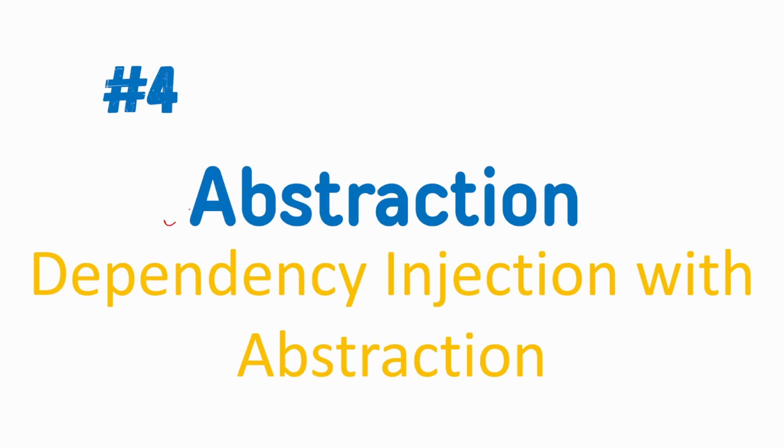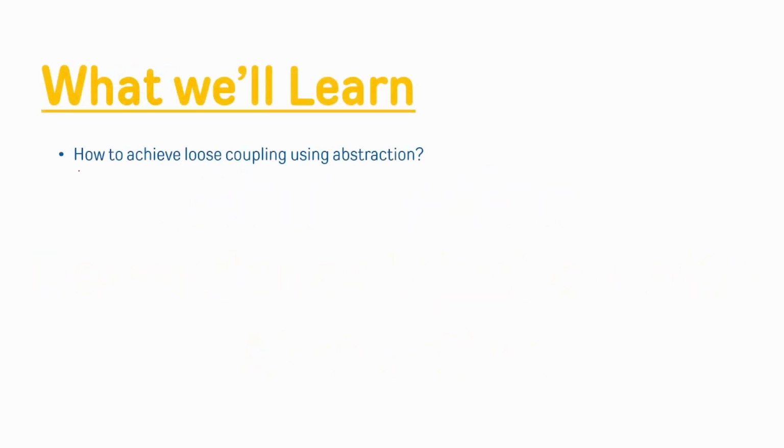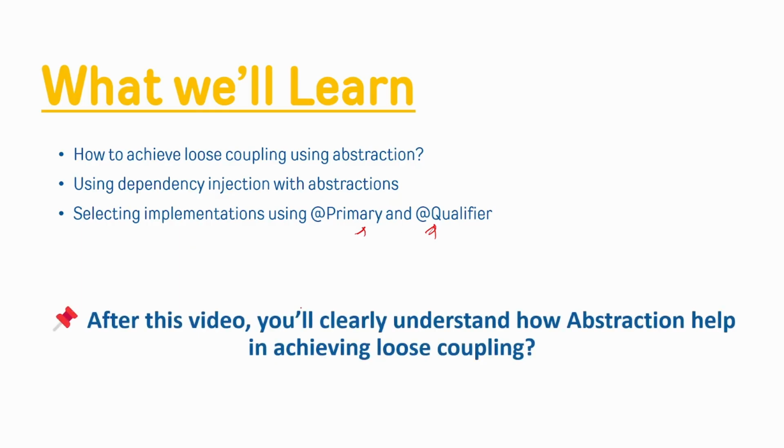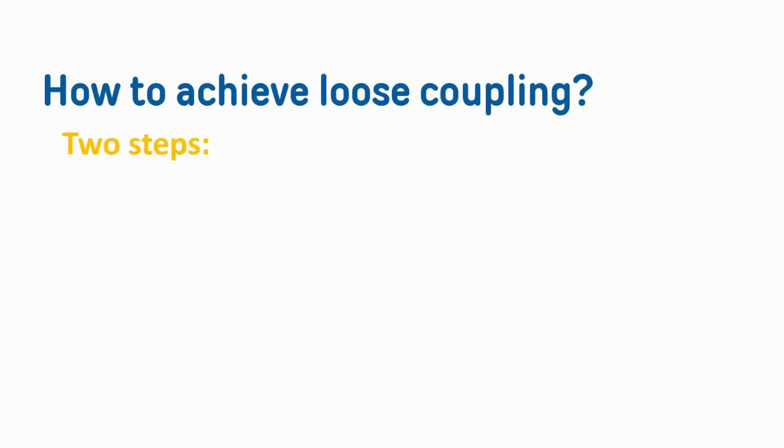In today's video, we are going to learn about abstraction, and then we will learn how we can do dependency injection with abstraction. So what will we learn? First, we will learn how we can achieve loose coupling using abstraction. Then we will learn how we can use dependency injection with abstraction, and then we will learn how we can select the implementation using the primary and qualifier annotations. After this video, you will clearly understand what is abstraction, how abstraction works, and how it helps us in achieving loose coupling. So let's start today's video.